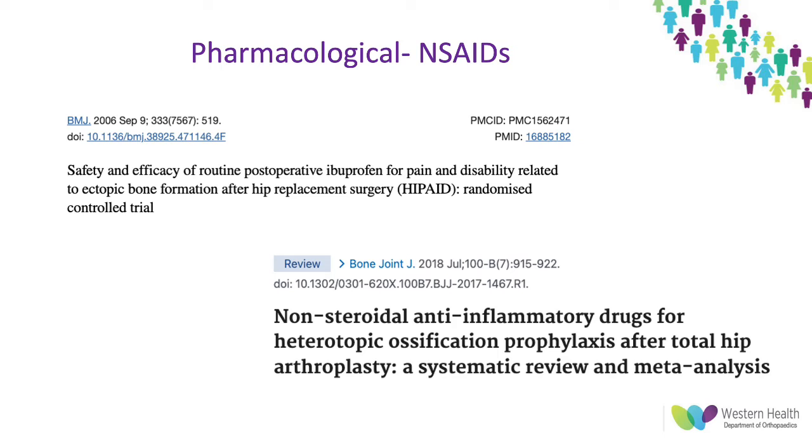Another systematic review and meta-analysis, published more recently in 2018 by Joyce and colleagues, also found a significantly reduced incidence of HO in patients treated with NSAIDs compared with placebo, but this one found no difference between the use of selective and non-selective NSAIDs.